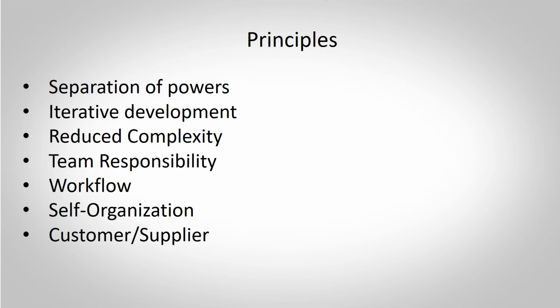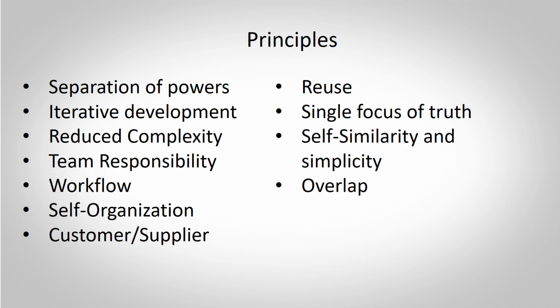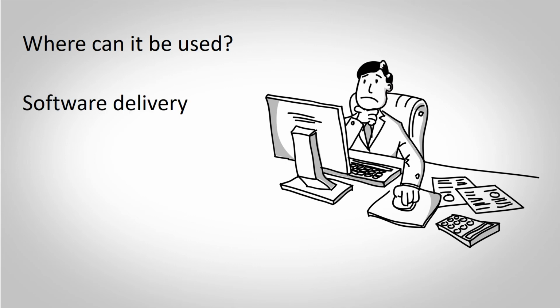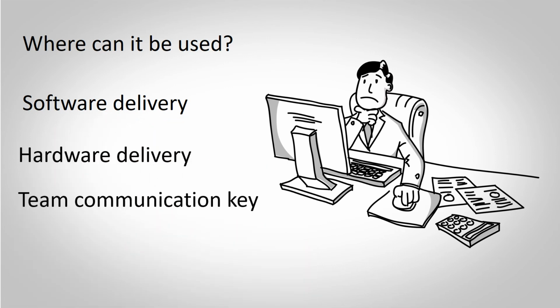When we look at principles, you see here there's a separation of powers, iterative development, reduced complexity, all the workings of an agile team, where they also look at reuse and a single source of truth, simplicity, similarity, and ensuring that there's overlap across the teams. So where can this be used? As we talked about before, it could be used in software delivery. There's nothing wrong with that. But where the focus is more is on hardware delivery and ensuring there's team communication across.